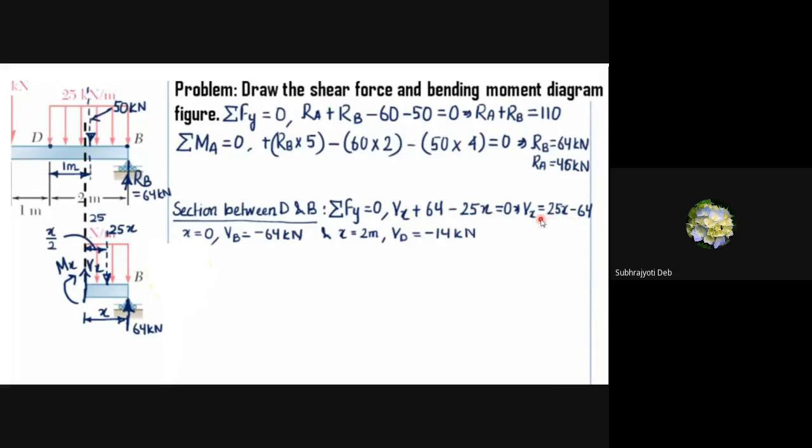Okay, and if you consider x is equal to 2, it means we are taking shear force at point D, that is total 2 meters. So if you put 25 into 2 minus 64, that will give you minus 14 kilonewton. If you just place the value of x as 2, it will give minus 14 kilonewton.